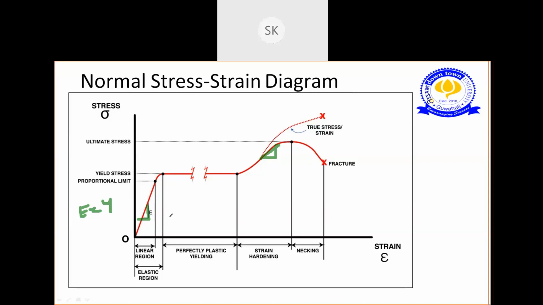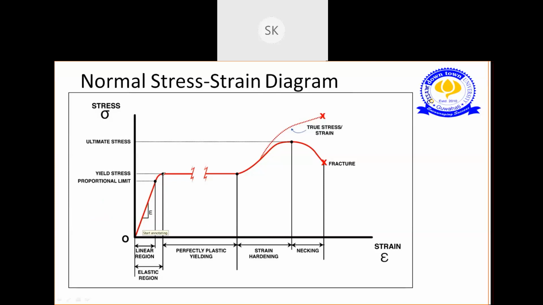Any more questions? Any more questions? No. Okay, I'm moving forward then. Okay. Let me note once again. Okay, so till here, I hope this part is clear.